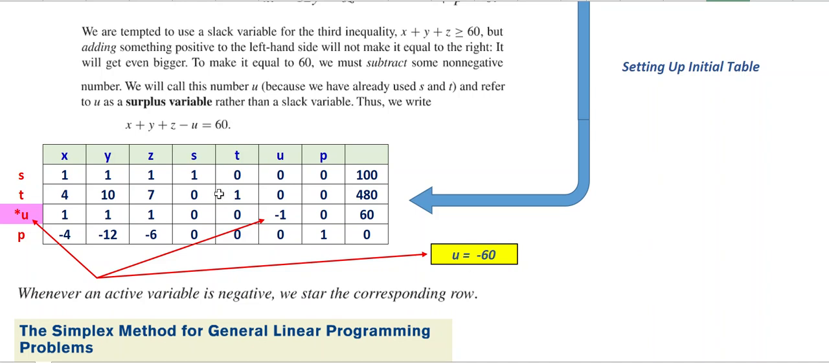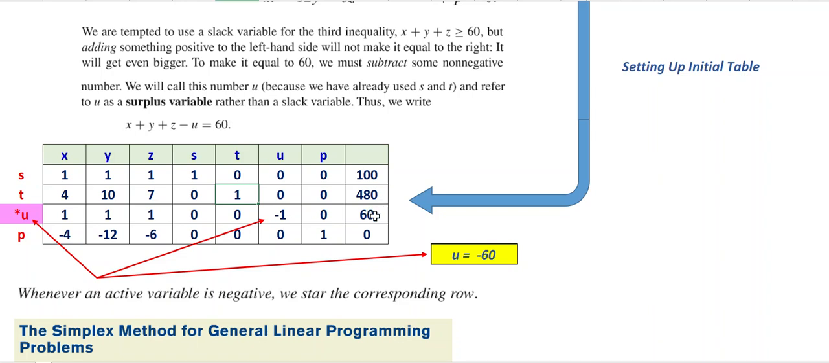So what do I mean by that? We know that S, T, U are active variables, so let's determine if they're positive or negative. Remember how we find the value of the active variables. We always start with the number in the constant column, which for S will be 100, and then we divide that by the number in the S column and the S row, which is 1. 100 divided by 1 is 100, but the important thing is it's positive 100. For T, we take 480 and divide it by 1. That's 480, and again, it is positive 480.